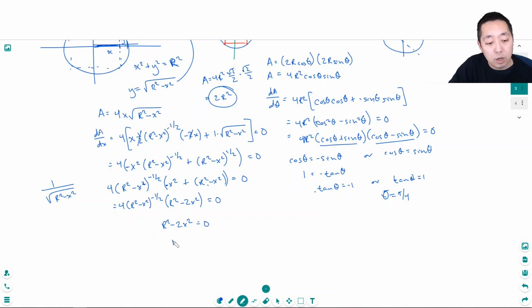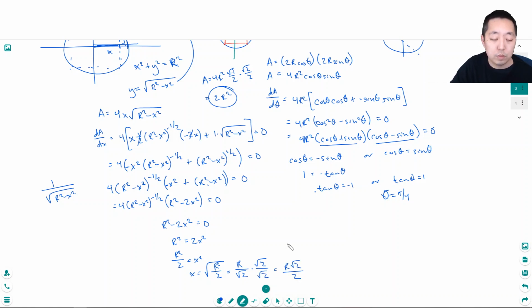So that means r squared is equal to 2x squared. r squared over 2 is equal to x squared. x is equal to the square root of r squared over 2, which is r over root 2, which if I multiply to rationalize the denominator, I get r root 2 divided by 2. Okay?